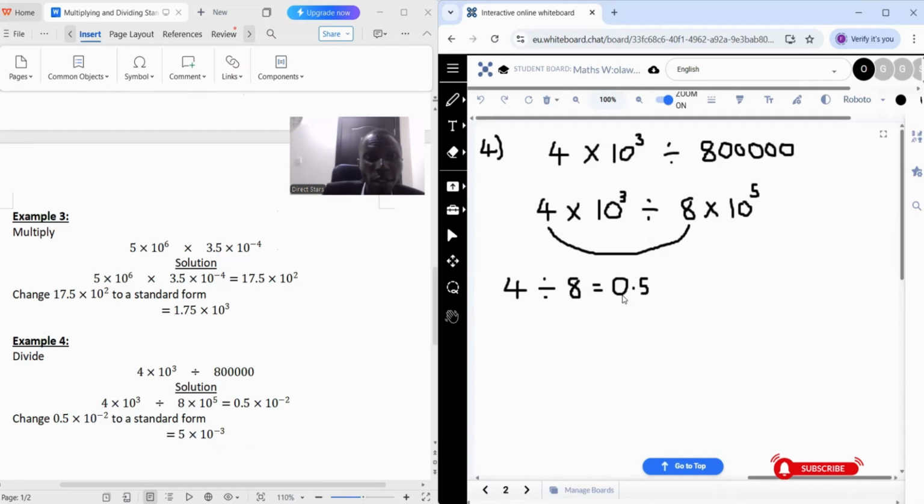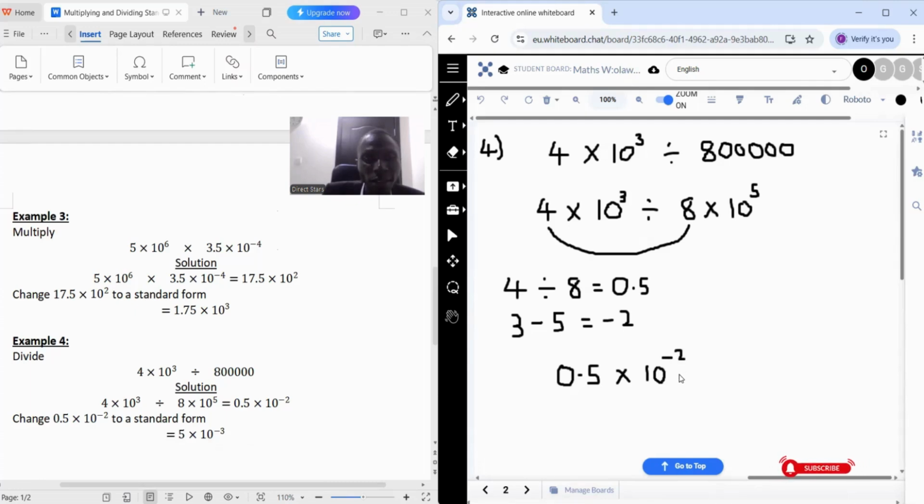Then for the powers, the division sign is going to change to subtraction. So we are going to have this to be 3 minus 5. Then we have 3 minus 5 to be minus 2. So we have 0.5 multiplied by 10 raised to the power of minus 2.